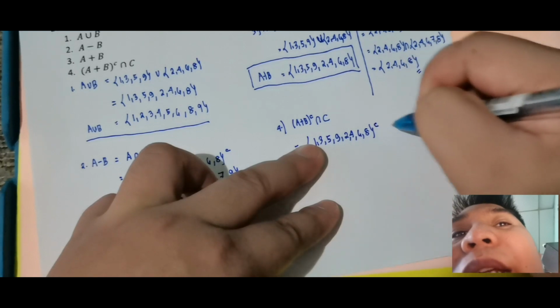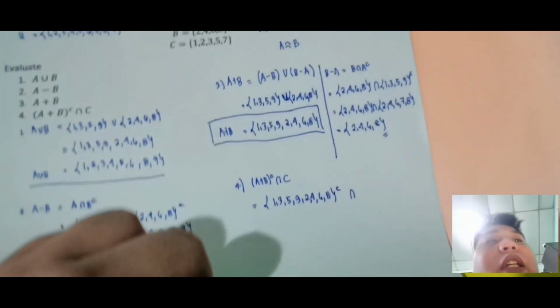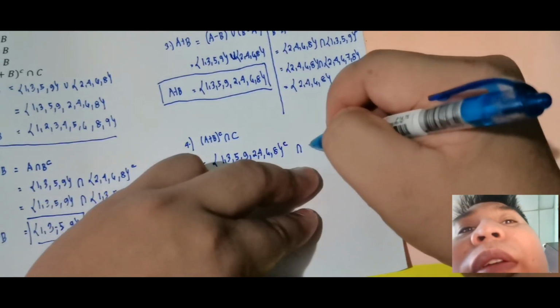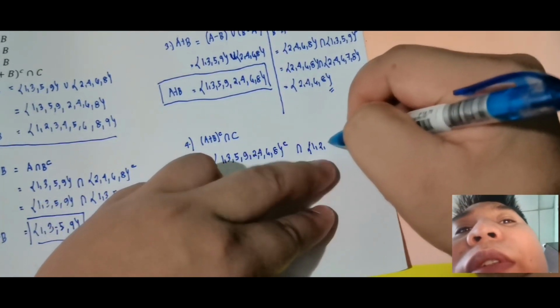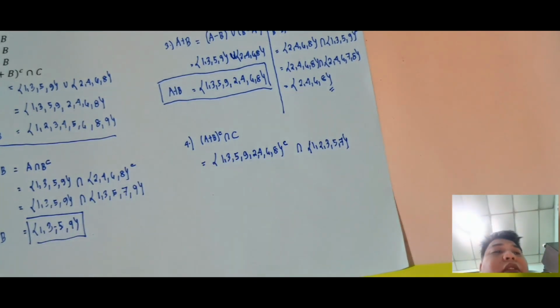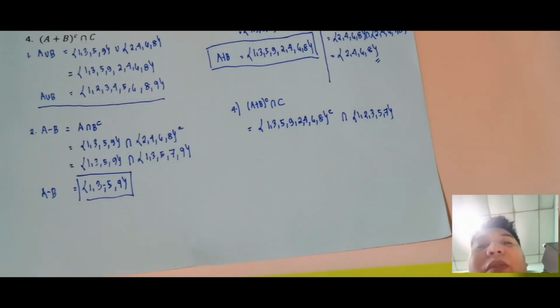Tapos, lalagyan ko na ng complement. Intersection, ano yung the set containing C? The set containing C is 1, 2, 3, 5, 7. Okay, so that is 1, 2, 3, 5, and 7. Okay, so next, operate mo muna yung complement, syempre. Ano yung complement? So that is 1, 2, 3, 4, 5, 6, then 8, and 9.